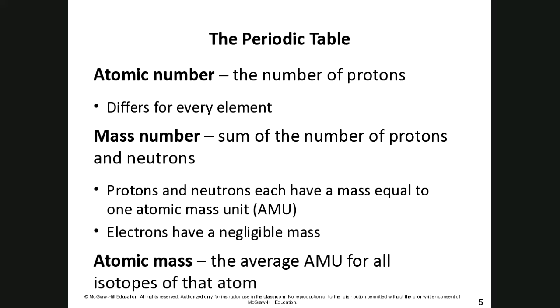So the atomic number is always going to be represented as the number of protons. Remember, protons are found in the nucleus, and for every element, there are a different number of protons. The mass number is going to be the number of protons and neutrons. So if we go back to carbon, it had 6 protons, it has 6 neutrons, it's got an atomic mass of 12.